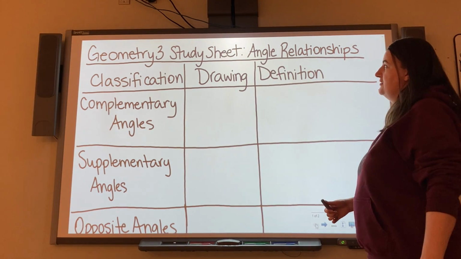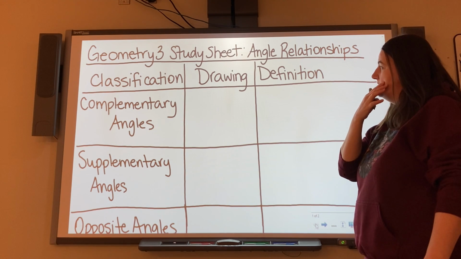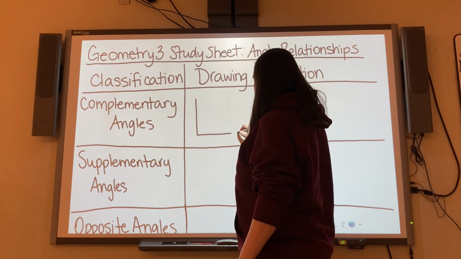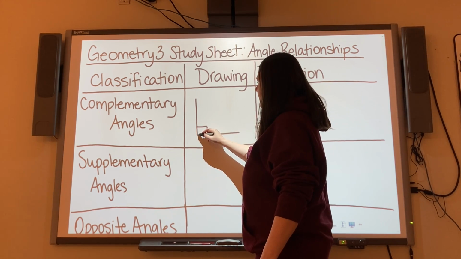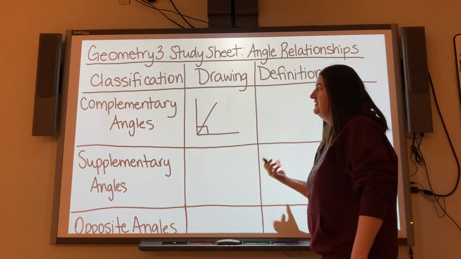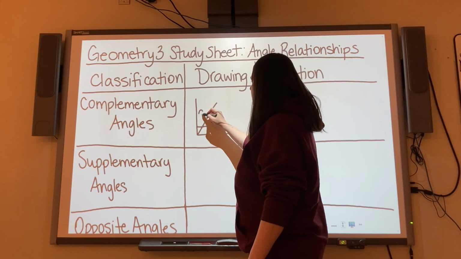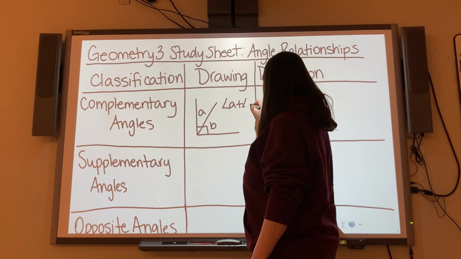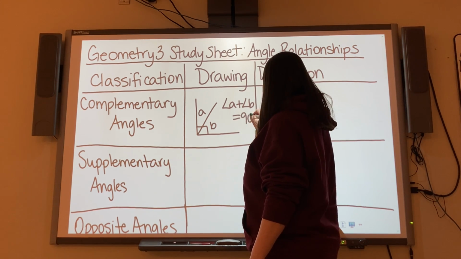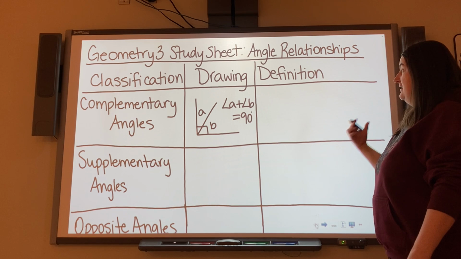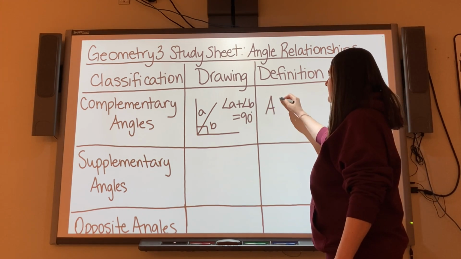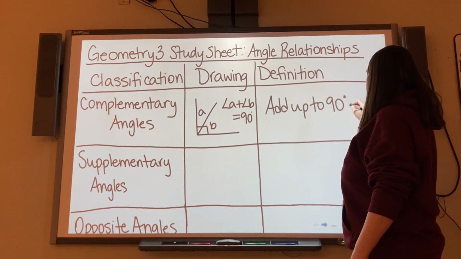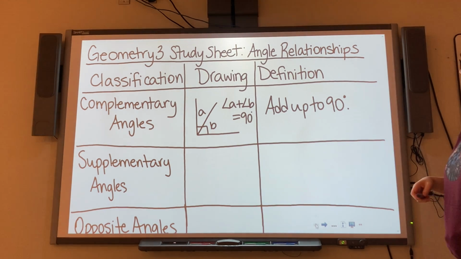So, geometry study sheet, angle relationships, complementary angles. The complementary angles look like a right angle that's been split up, because complementary angles add up to 90. So if this is angle A and this is angle B, then angle A plus angle B equals 90 degrees. So the definition is they add up to 90.